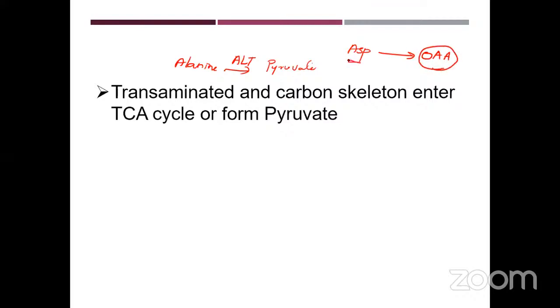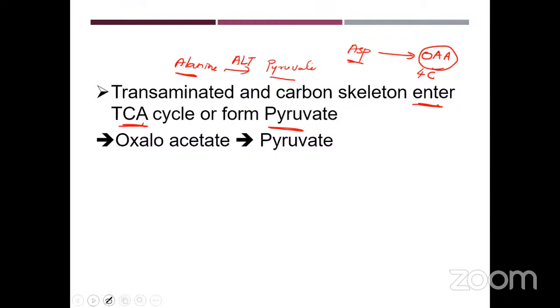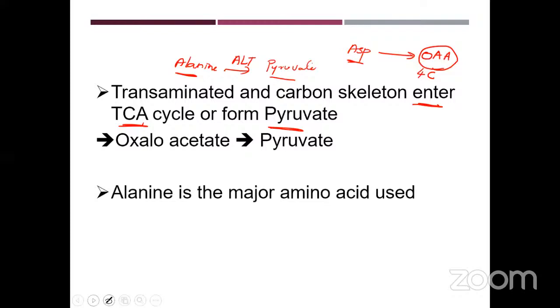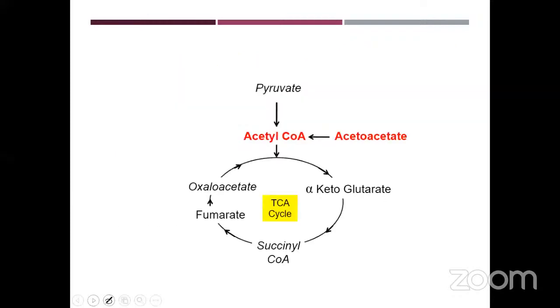So when this amino acid is transaminated, the carbon skeleton formed is a 4-carbon oxaloacetate that can enter the TCA cycle, whereas if it is alanine, it is transaminated to form pyruvate. These both can be channeled for gluconeogenesis. Oxaloacetate can also finally be converted to pyruvate. Alanine, which is present in the muscle, is a major amino acid used for gluconeogenesis. The pyruvate to acetyl-CoA step is the pyruvate dehydrogenase reaction.